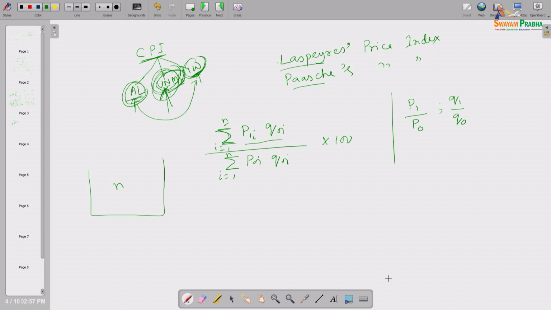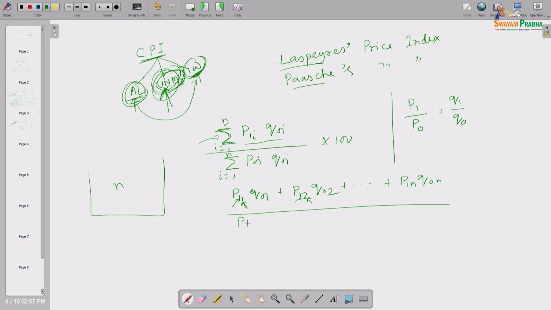So if I calculate that, n different commodities are there. The numerator is basically P11 Q01 plus P12 Q02. Look here, the first subscript represents the current period, the second represents the first commodity within the consumption basket. Here P12 means current period, second commodity. In that way, up to P1n Q0n.